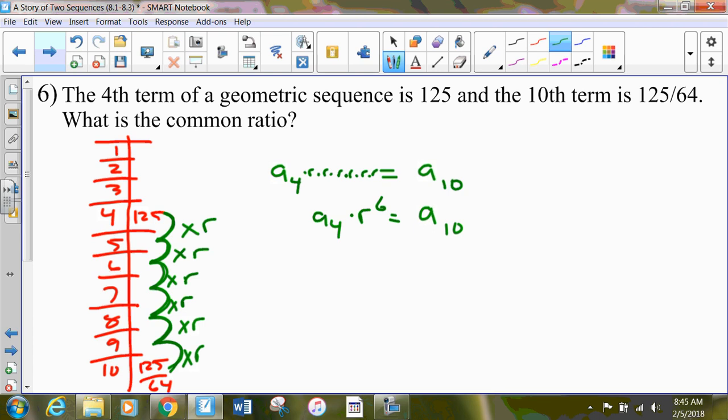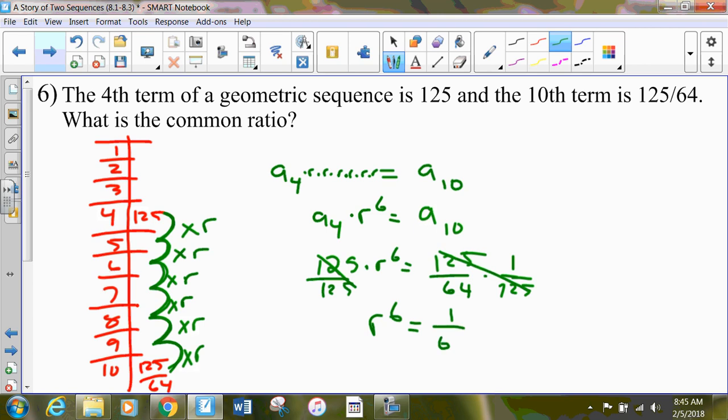And so we do know these things. We know a sub 4 is 125. We don't know R. That's why we're setting up this equation. A sub 10 is 125 over 64. We want to isolate R to the 6th by dividing both sides by 125. We can think of this side as multiplying by the reciprocal. So we isolate R to the 6th, we cancel that out. And here we have a choice.